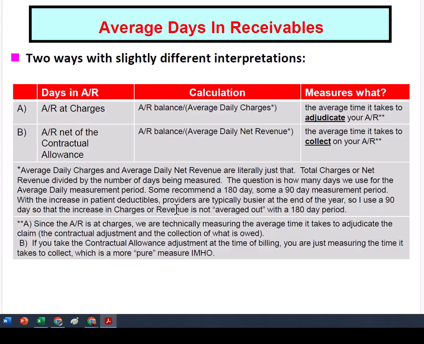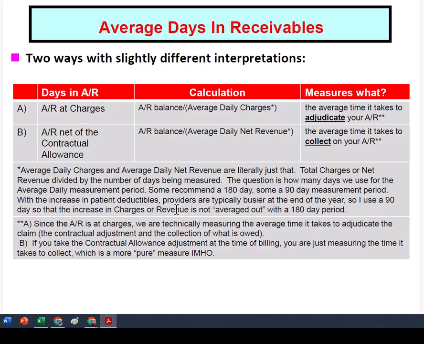The difference between 90 and 365: it used to be that 365 was kind of the standard, but the reason it's gotten shorter is seasonality. We mentioned that in the budget spread method. With the increase in patient deductibles, it used to be $500 was a big deductible. Now $5,000 is kind of standard. People are putting off care till later in the year.